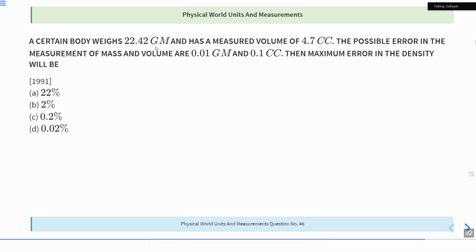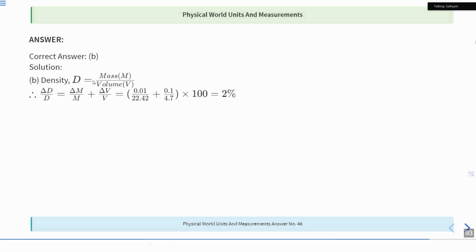A certain body of this weight has been measured with a volume of this. The possible error in the measurement of mass and volume are given by 0.1. Then what will be the maximum error in the density? So, what is the formula of density? Density is mass by volume. So delta D by D is equal to delta M by M plus delta V by V. That's all. You just need to add that thing.